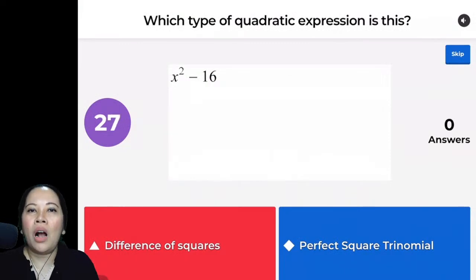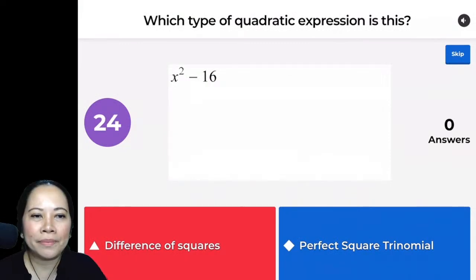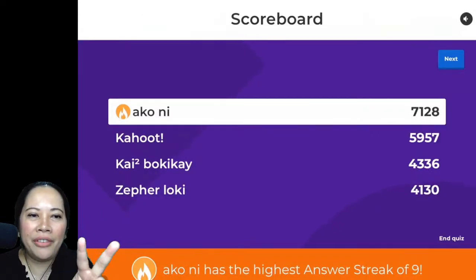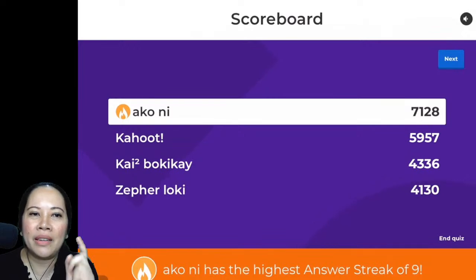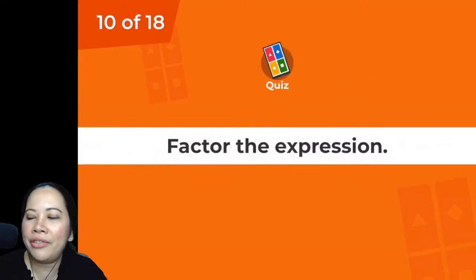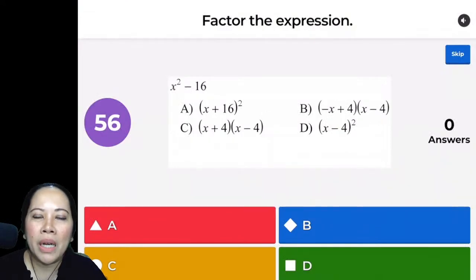Which type of quadratic expression is this? Yes, it's who answered perfect square trinomial. But anyway, nice try. It's difference of squares. If you only have two perfect squares, that means it's difference of squares. Okay? Next one. So, if that is difference of squares, how would you factor the expression? X squared minus 16, what would be the factor?